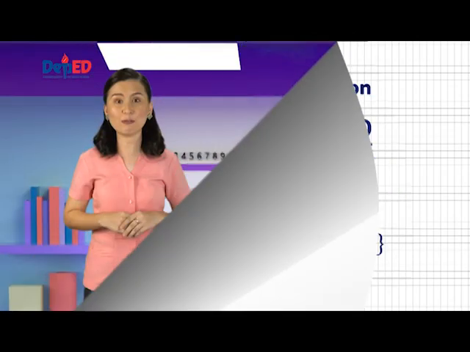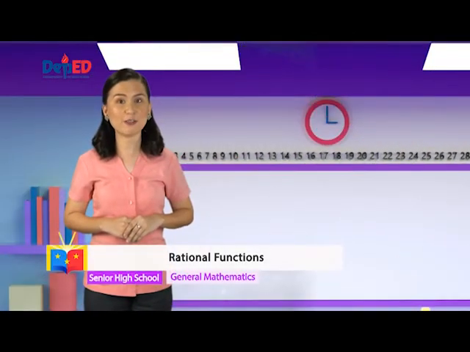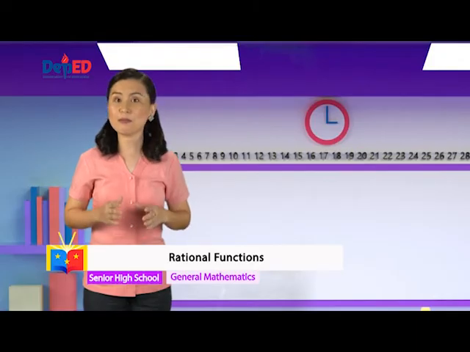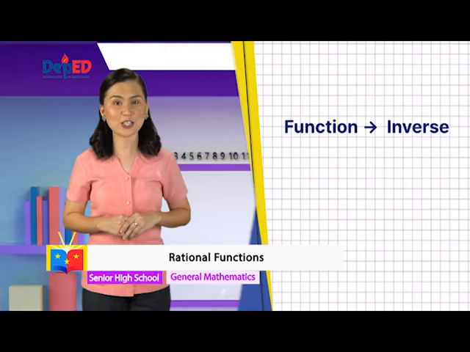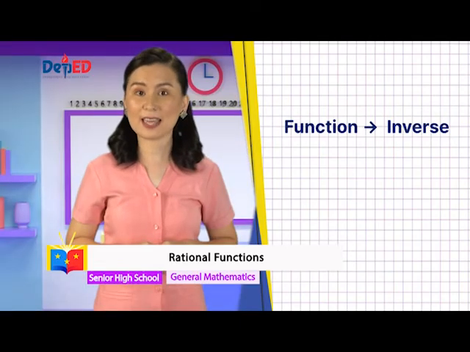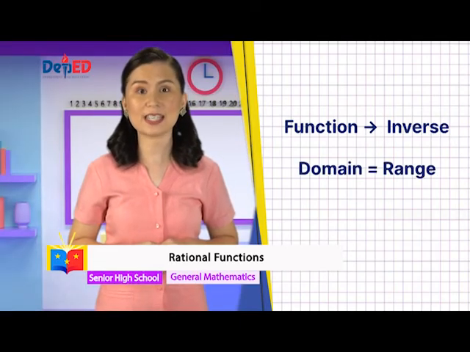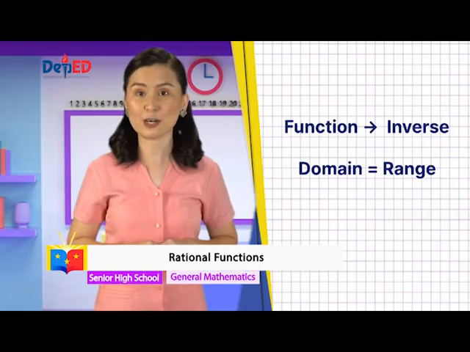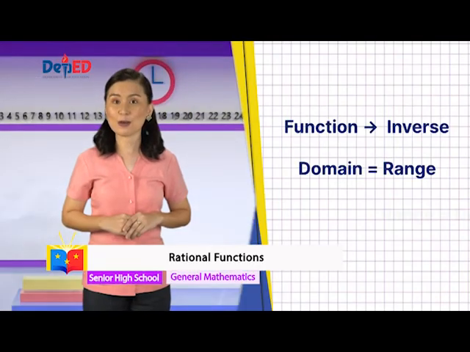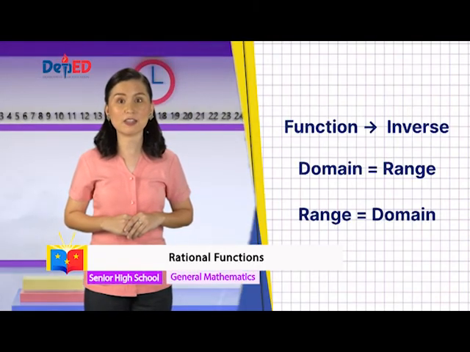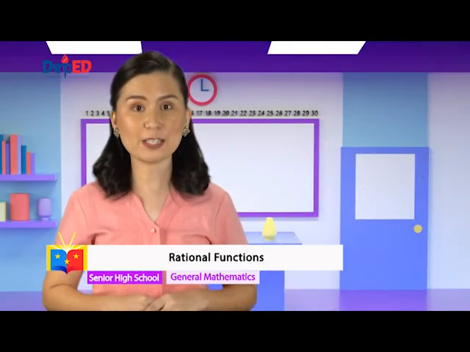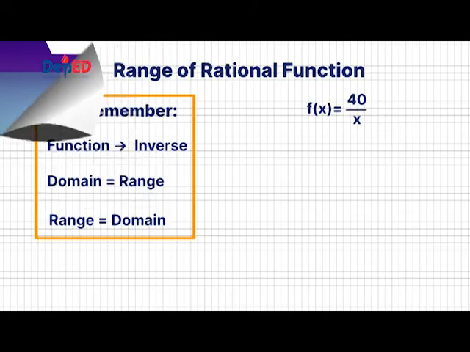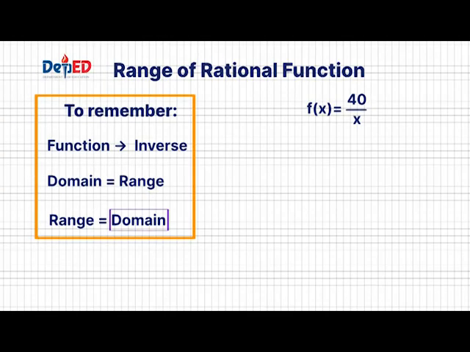Let us now move to getting the range of a rational function. But before going to that, let us recall ideas on the inverse of a function. We say that the domain of a function is equal to the range of its inverse. Also, its range is equal to the domain of its inverse. So for us to get the range of this rational function, we have to get the domain of its inverse.